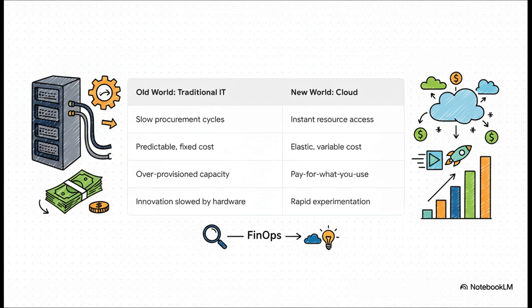But the cloud completely flipped that on its head. Now it's like renting exactly what you need right when you need it. Resources are instant, your costs are totally variable, and you only pay for what you're actually using. And this unleashes just incredible speed. It lets you experiment like never before.